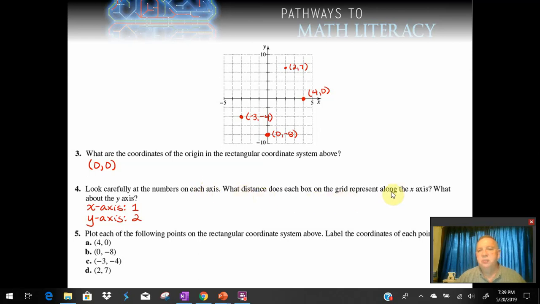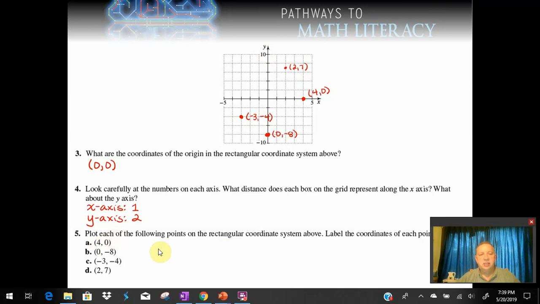What distance does each box on the grid represent along the X-axis? Well, we've got a 5 here. I'm going to assume 1, 1, 2, 3, 4, 5. There you go. So that was just 1. If I do the same thing, if I start out with 1, 1, 2, 3, 4, 5, I don't match the 10. So obviously this has to be something bigger, maybe 2. 2, 4, 6, 8, 10. Okay.